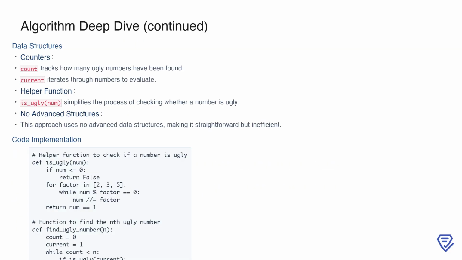In this brute force solution, the data structures and logic are simple but have limitations. We use basic counters, such as count to track how many ugly numbers we've found, and current to iterate through the numbers.